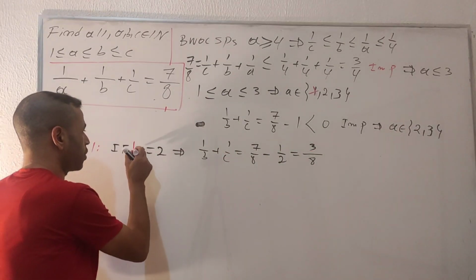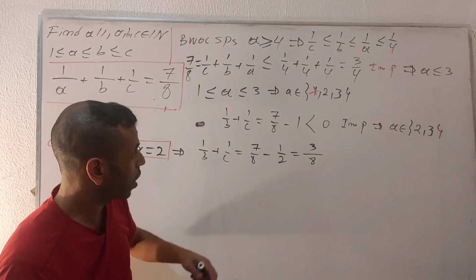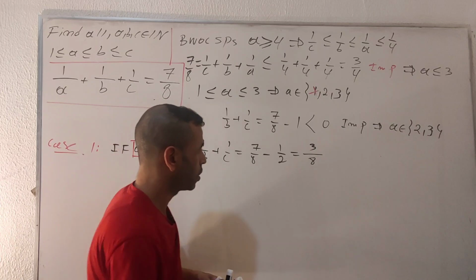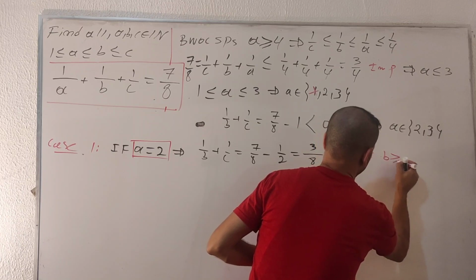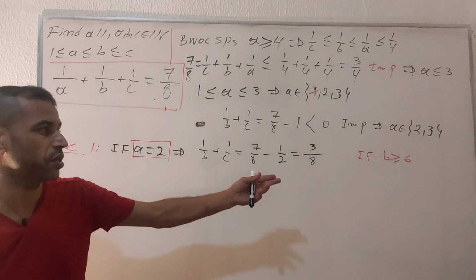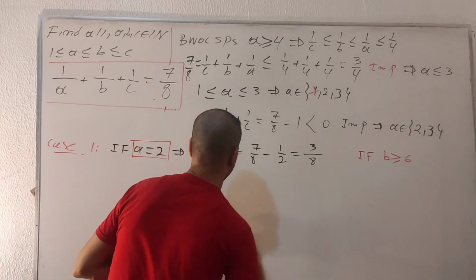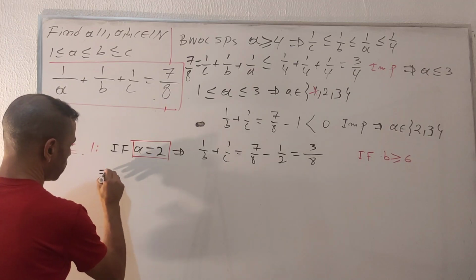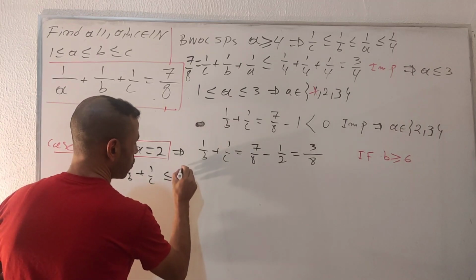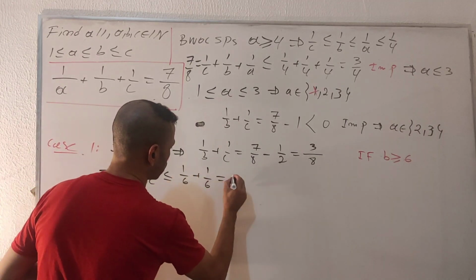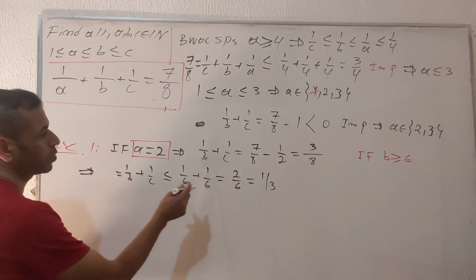I'm working on this value, but we need B and C. How to deal with B and C? I'm almost doing the same job that I did before. If B is superior to 6, let's guess, what is going to happen? Take the inverse. This is telling us 1 over B plus 1 over C is inferior to 1 over 6 plus 1 over 6, which equals 2 over 6, which equals 1 over 3. We know this sum equals 3 over 8.